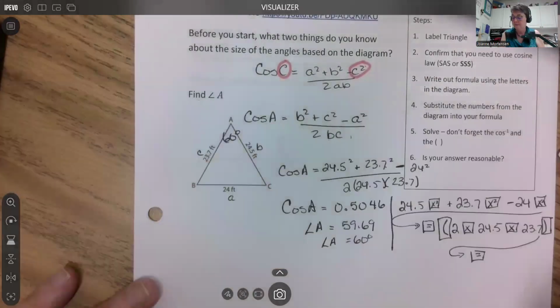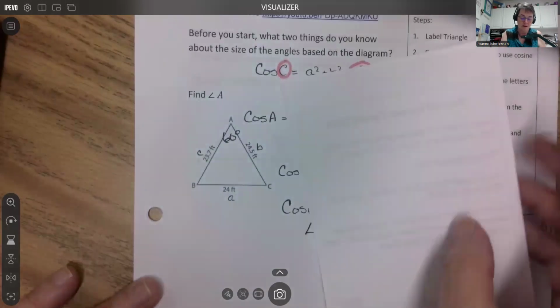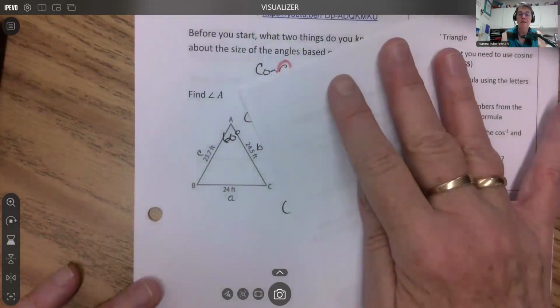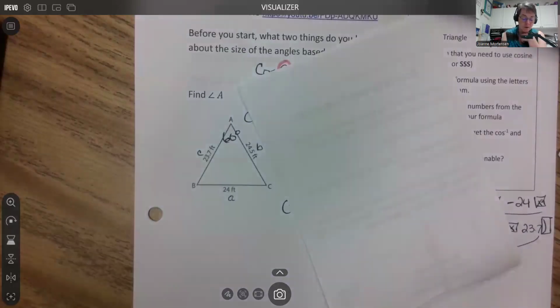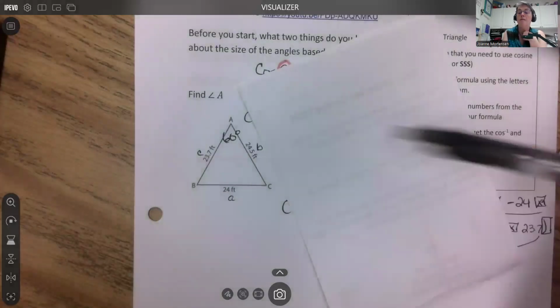Oh, something cool. Let's just ignore all of this for a minute, all that beautiful work we just did. What do you notice about those three sides?